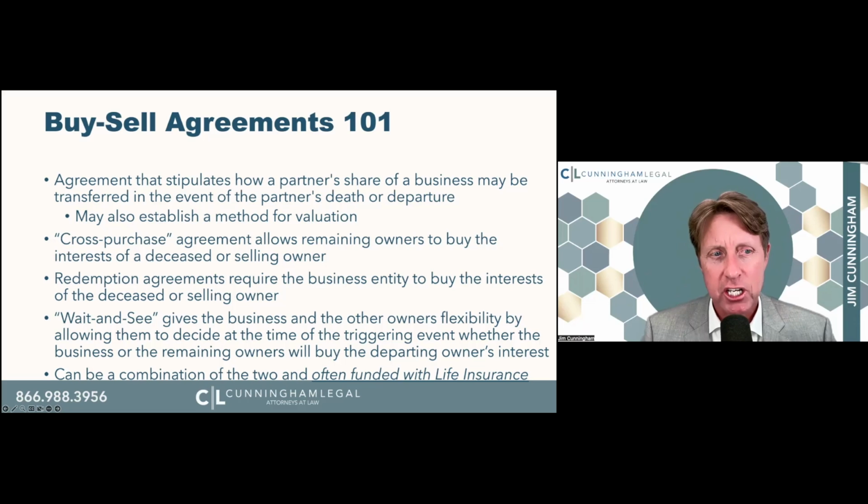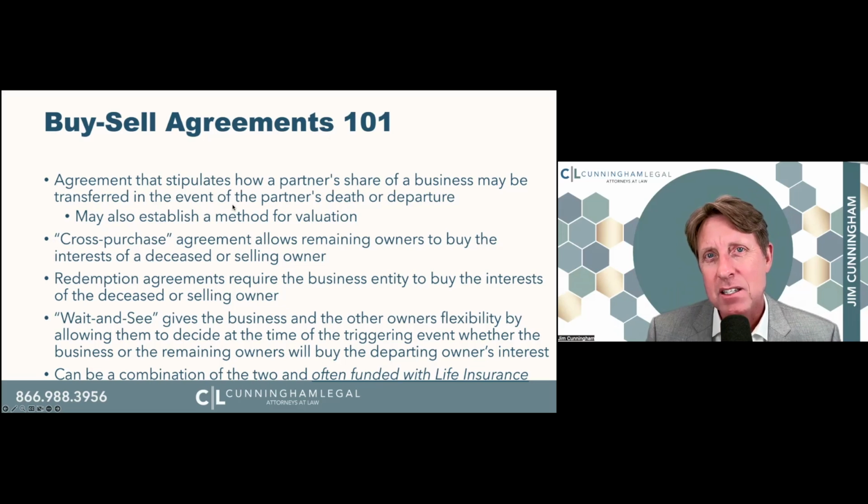A redemption agreement requires the business entity to buy the interest from the deceased or the selling owner. So this is where you have one person leave. Well, as you'll see in our example, there's 10 people in the company, right? 10 shareholders, one shareholder leaves, the company buys that exiting owner's shares or interest in the company. And then that's essentially split up between the remaining owners. So they collectively are buying out that one person.